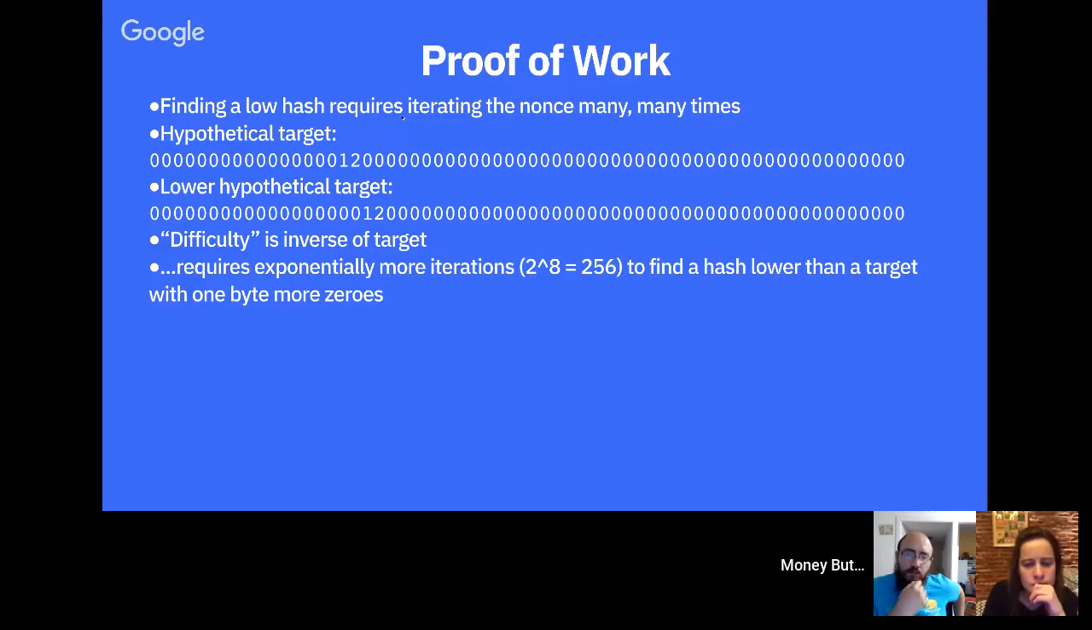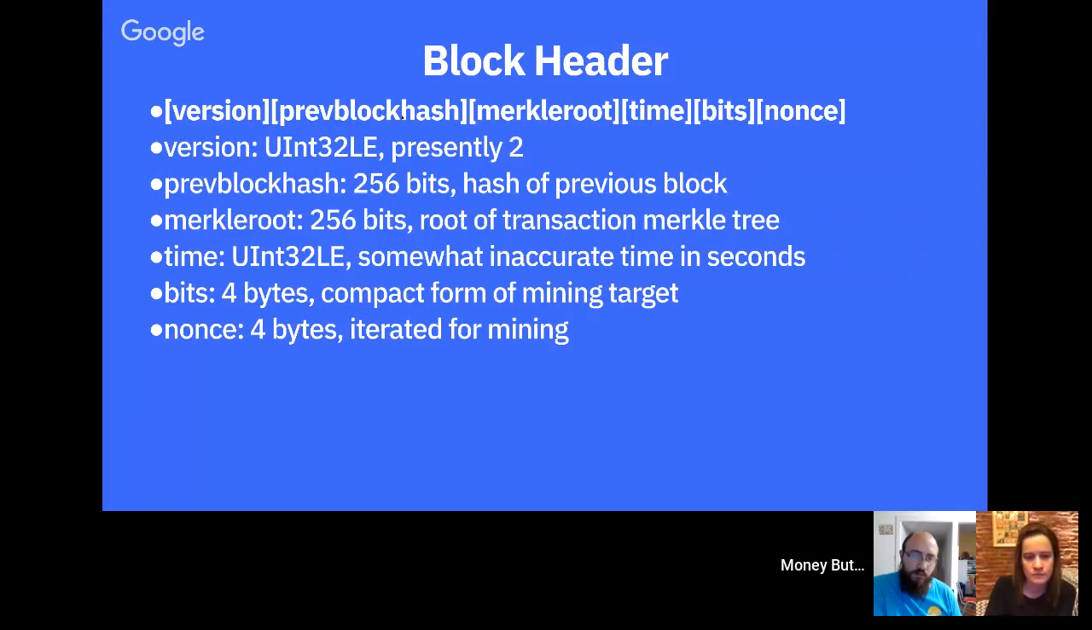And so what miners actually do then is, here's just an example of a hypothetical target. And then when you mine Bitcoin, you need to find a block hash that is lower than this. The way you compute the target is by taking the inverse of the difficulty, which is encoded in bits. And so, yeah, that's mining in the world's briefest possible way.